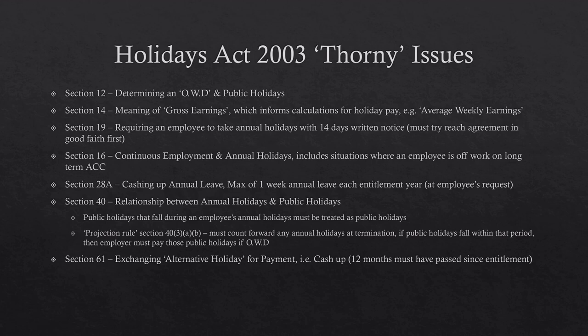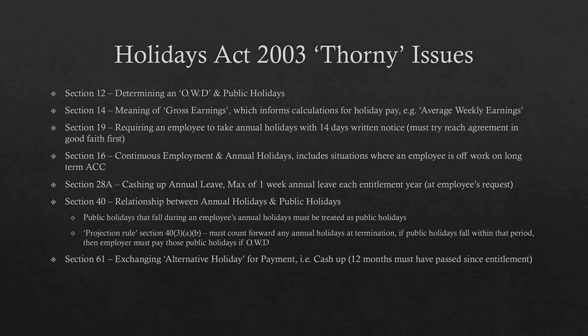The relationship between annual holidays and public holidays. Public holidays that fall during an employee's annual holidays must still be treated as public holidays and not as annual holidays. So it doesn't reduce the amount of annual holidays that they have. Those public holidays must still be paid.